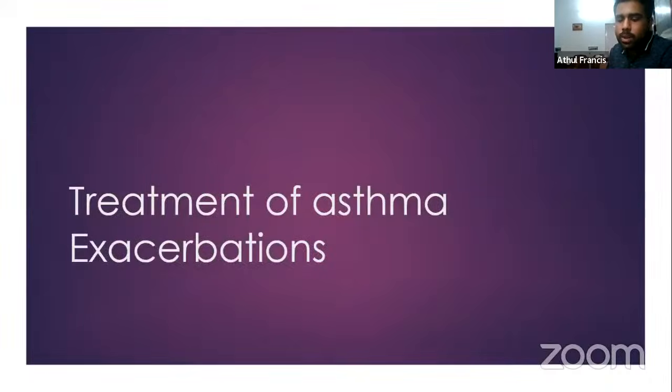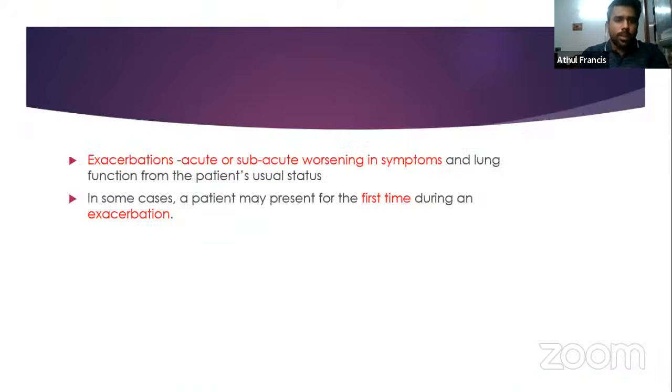Now, the last topic of discussion is treatment of asthma exacerbation. This is something which is most important, I feel. Whenever a patient comes to casualty with an asthma exacerbation, what are the things you should do? What do you mean by exacerbation? Exacerbation is an acute or subacute worsening of symptoms. If the patient has increased cough, increased breathlessness, increased wheezing, that is what we call exacerbation.